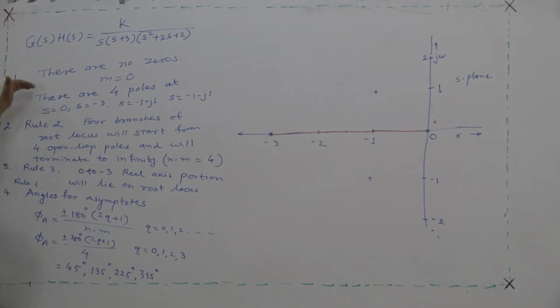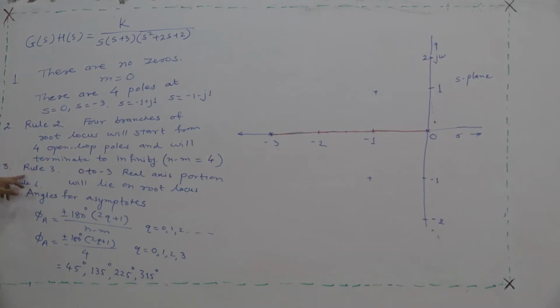First see how many zeros are there, how many poles are there, where the poles are lying. Next, as per the number of poles, the root locus branches will start. These branches will terminate at either open loop zeros or towards infinity. How many branches will go towards infinity? N minus m, because m branches will terminate at zeros. So, that you write as rule 2.